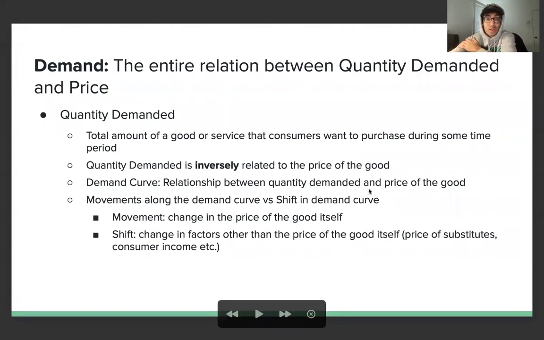And then when it comes to movements with respect to the demand curve, we can either move along the demand curve or we can shift the demand curve. A movement is when there's a change in the price of the good itself, and a shift is when there's a change in factors other than the price of the good. So like price of substitutes, income, price of complementary goods, and so on.